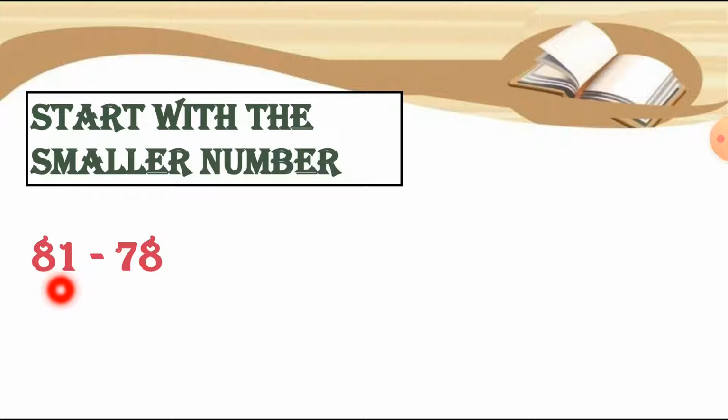Here is 81 minus 78. So let's write down in the sum format first. Whenever you write in the sum format, please take the bigger number first. So 81 is bigger, so 81 minus 78. Now students, this hint works here. Start with the smaller number. So here we start with the number 78.